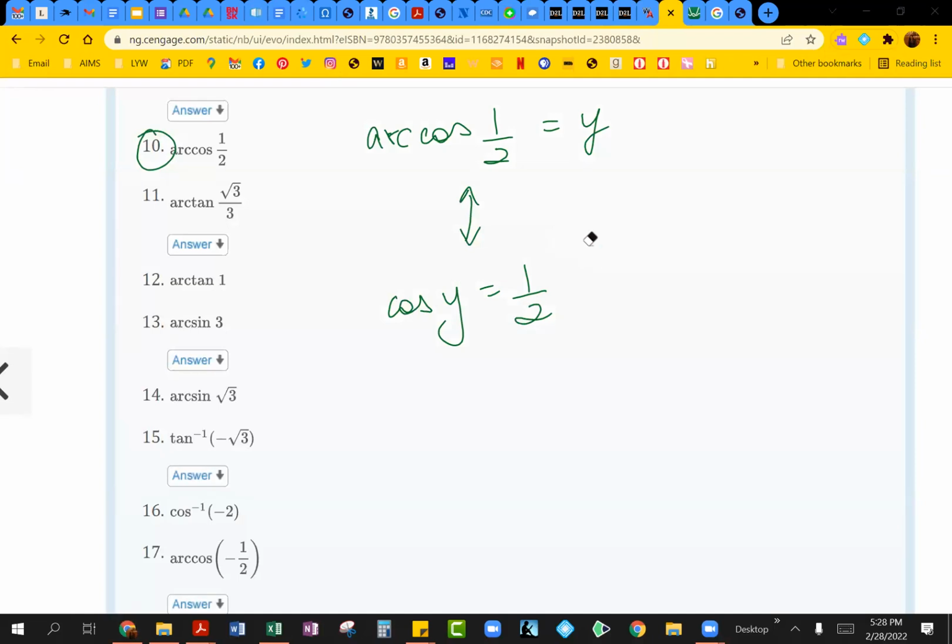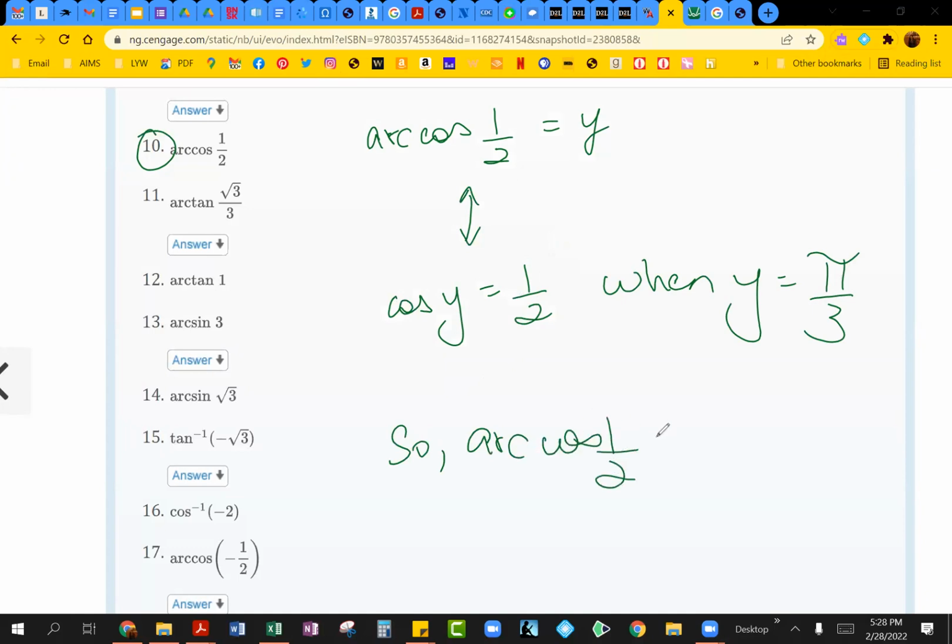Let's get rid of this guy. And so this one here, cosine of y equals 1/2 when your y value equals pi over 3. So that means arc cosine of 1/2 will be the value of pi over 3. And that was for number 10.